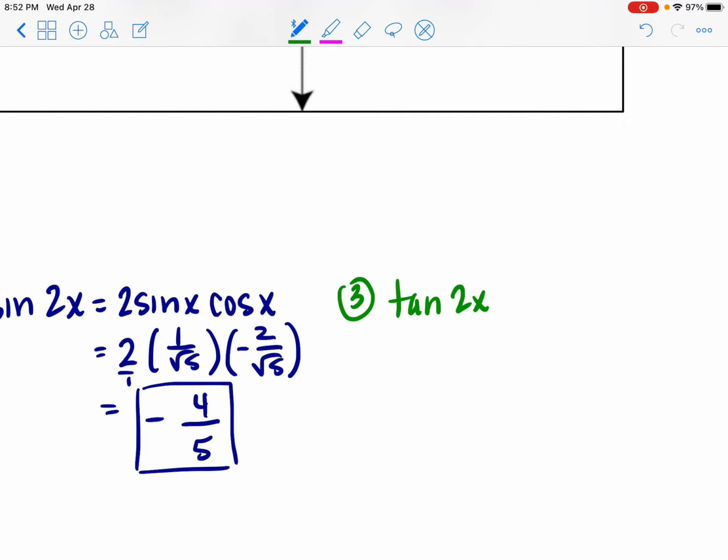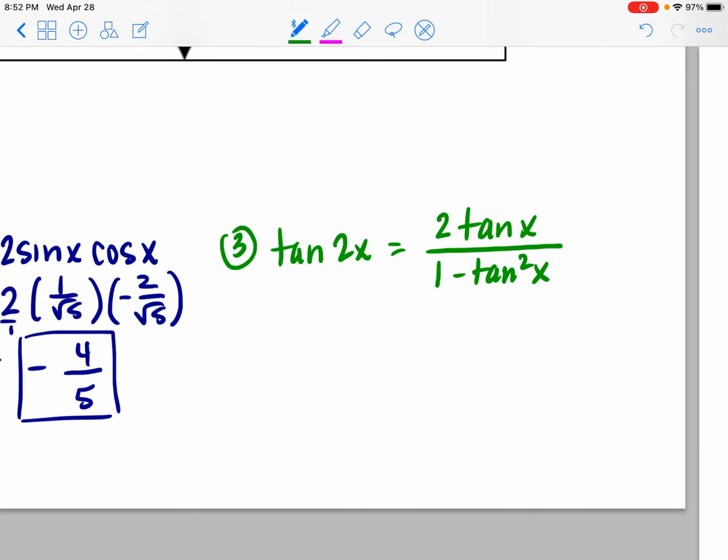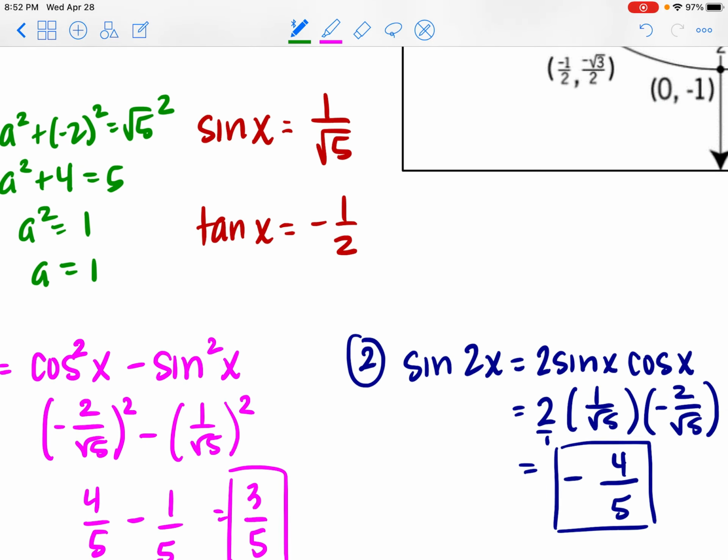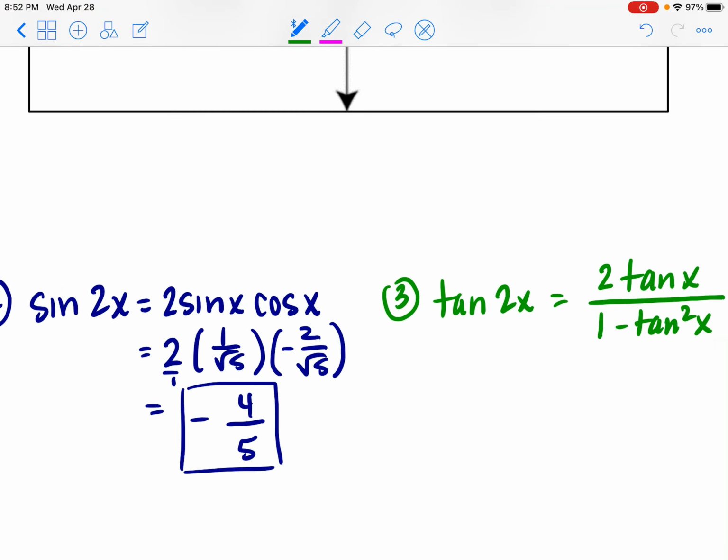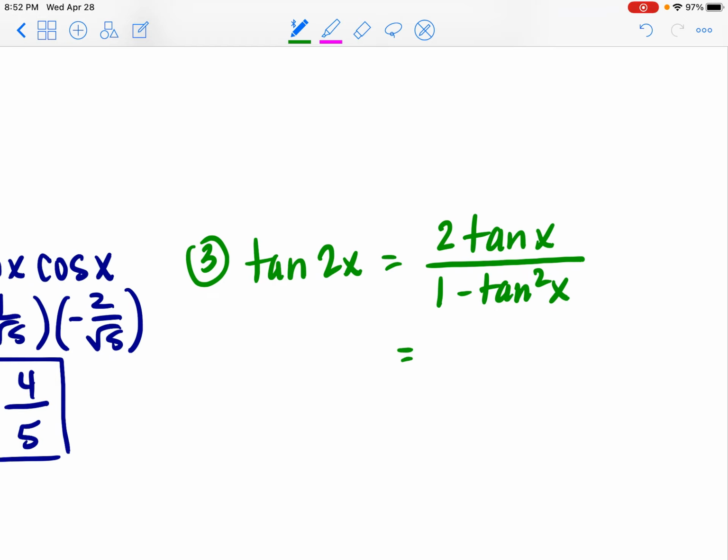And again, just going off of the table, the tangent of 2x is twice the tangent of x divided by 1 minus tangent squared x. And again, tangent of x is something that we determined. Over here we said tangent of x is going to be a negative 1/2. So we're looking at 2 times the tangent of x, which was a negative 1/2, and that is divided by 1 minus the tangent of x squared, so a negative 1/2 squared.